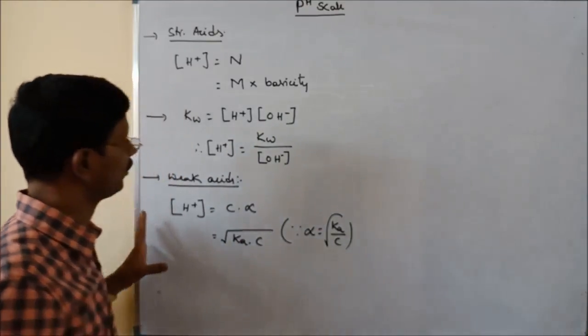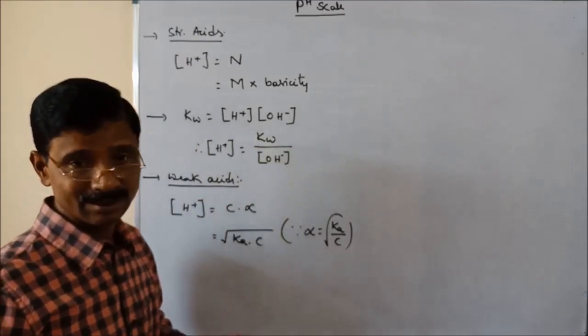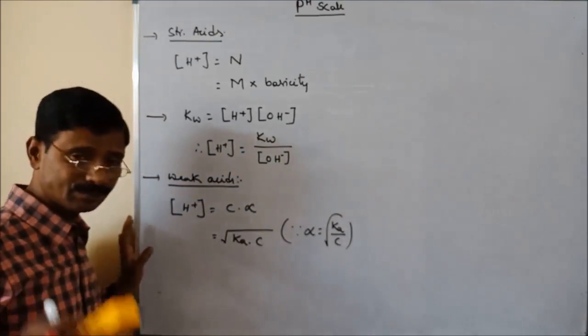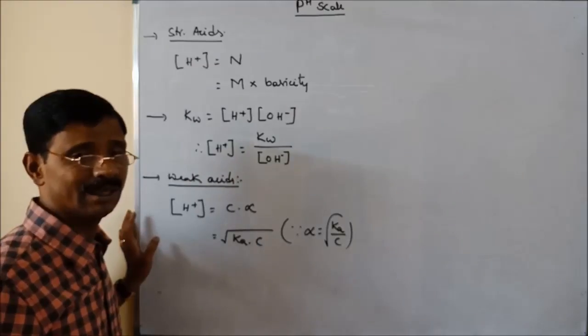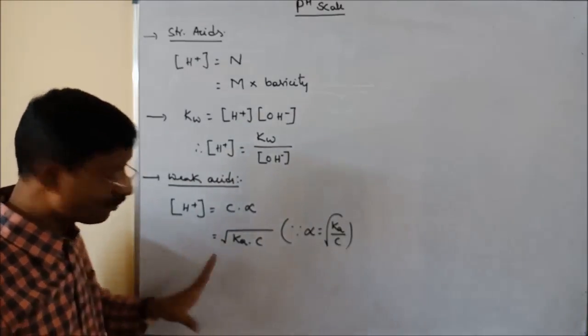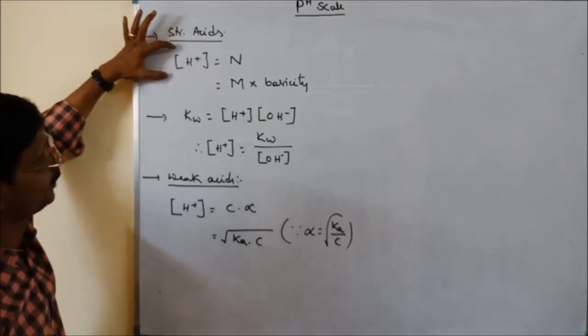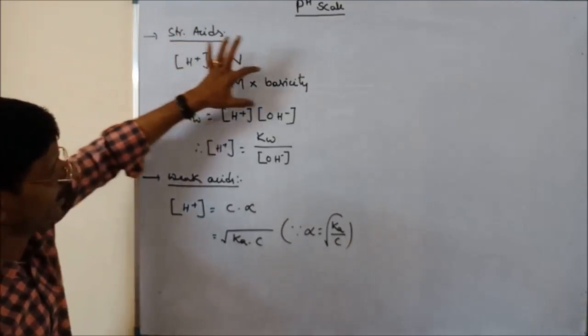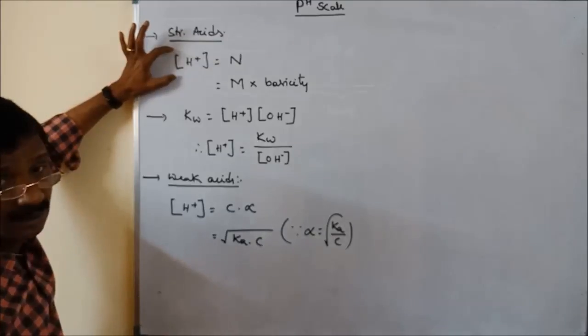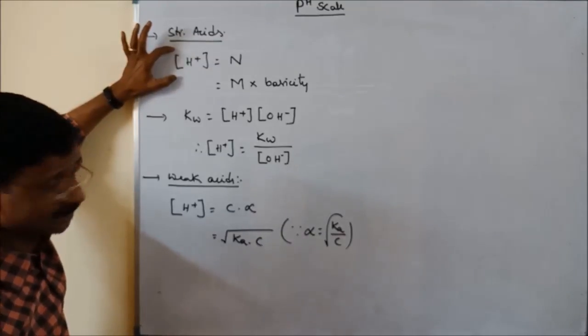So like that, first you have to get the concentration of H plus present in the given acidic solution. And after this, since strong acids, H plus equals normality or molarity into basicity. So after that, pH equals minus log H plus, that is common.